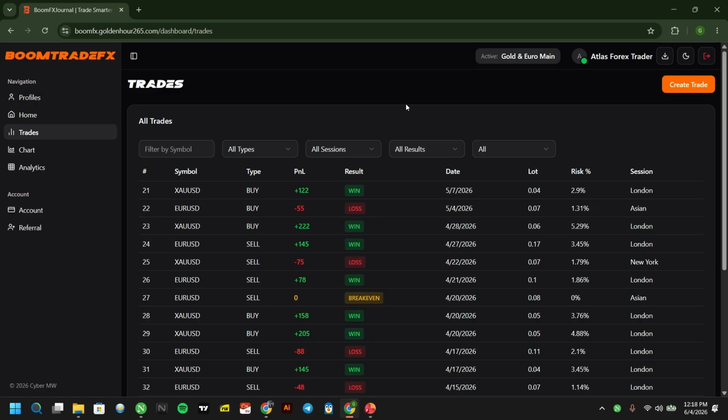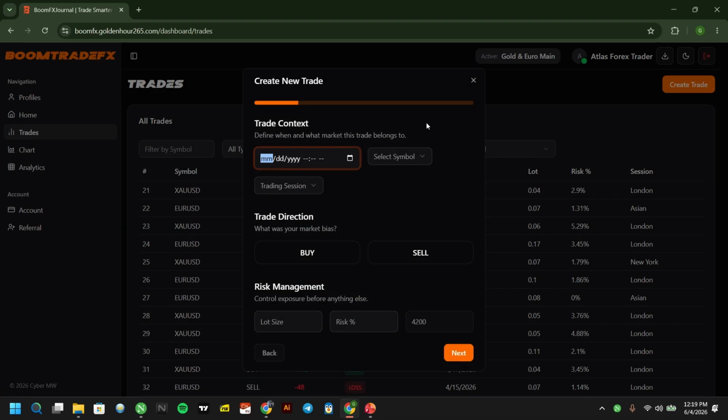But before we start going into all the trades, let's start by creating a trade. So to create a trade, we click on the create trade button in the top corner. Once you click on create trade, a dialog will pop up which will allow you to enter the different trade details. So what I'll be doing here is I'll enter random data, just because I haven't entered any trade yet, so for demonstration purposes I'll enter random data.